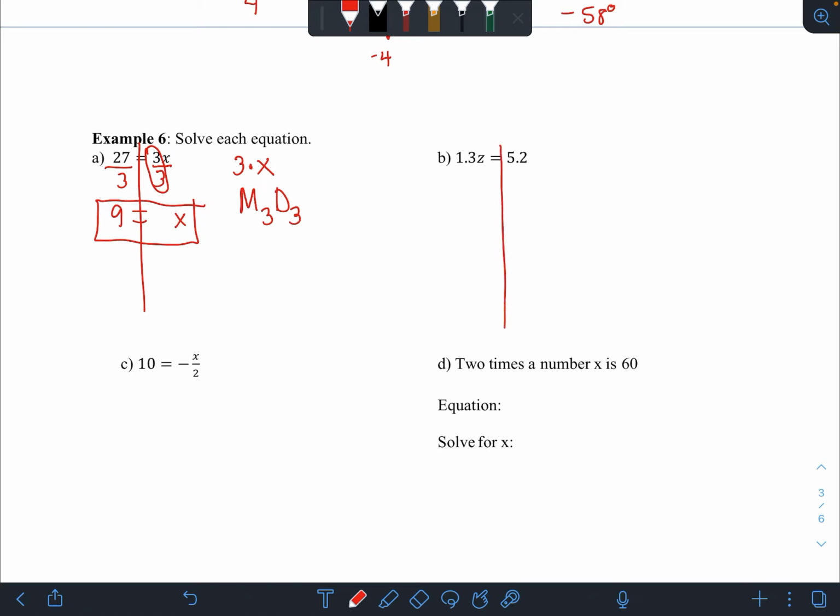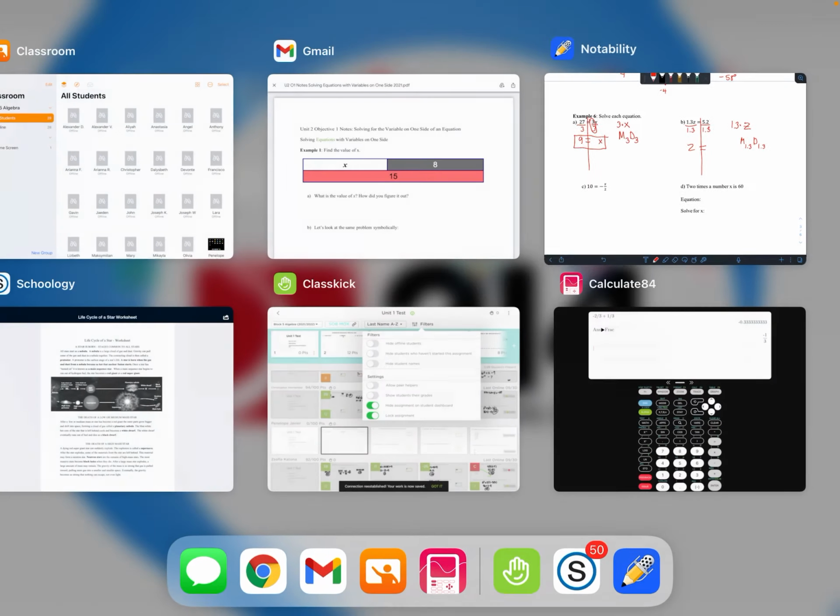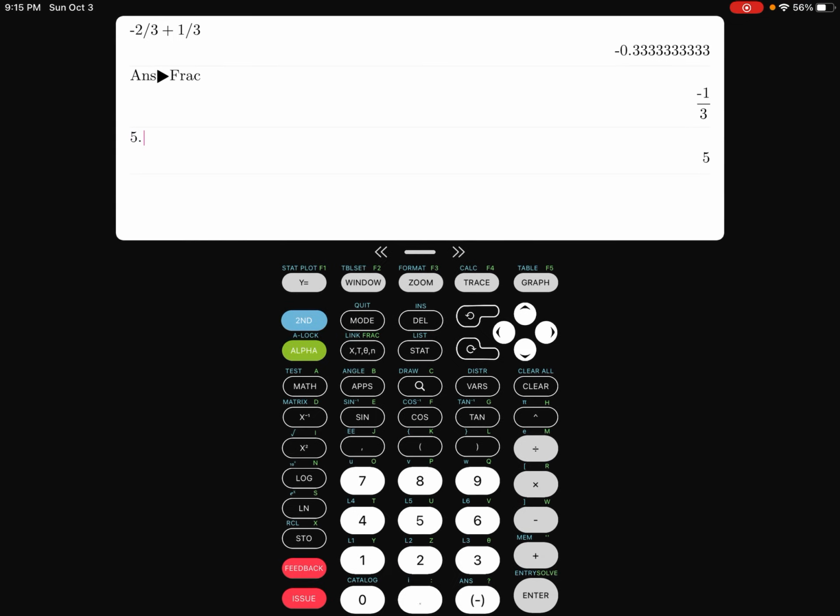Look at letter B. I took the letter z and I multiplied it by 1.3. So since I multiply by 1.3, the opposite is to divide by 1.3. So if I divide both sides by 1.3, we're going to get that z is equal to, I got to do this one on my calculator, 5.2 divided by 1.3. We'll get 4.